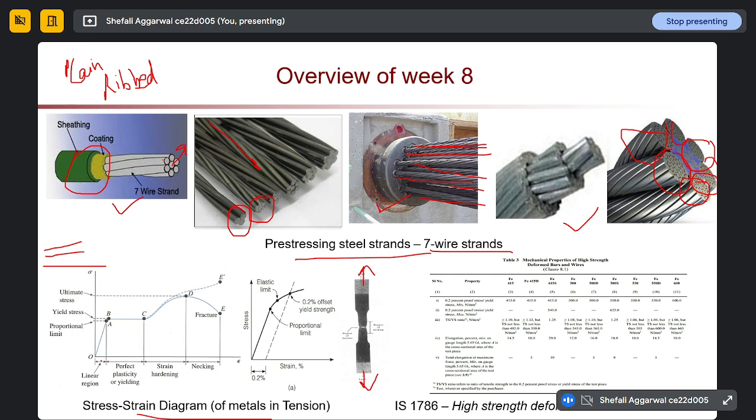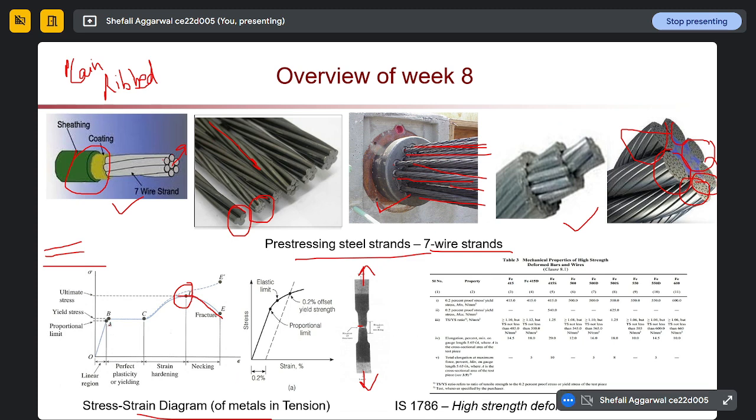In the linear region, you reach the yield strength. After yield strength, you have a plastic region, and then you will have strain hardening, and at last you will have the ultimate stress. After this ultimate stress, cracks start forming, we will have necking, and at a point it will fracture. So this is how a typical stress strain curve looks like for a steel material.